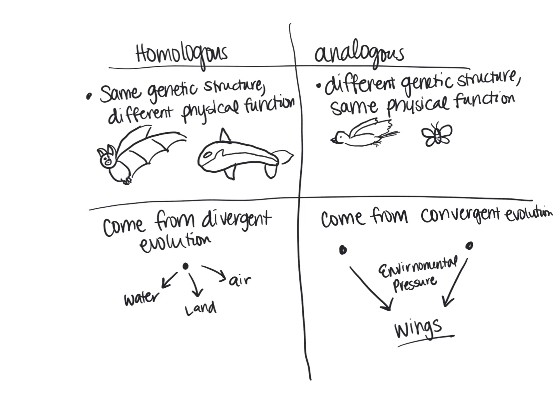So between these two, homologous structures can be used as evidence for evolution, whereas analogous structures really can't be used for evolution other than the fact that both organisms were exposed to the same environmental pressure, but there's no genetic similarity between them. I hope this video was helpful.